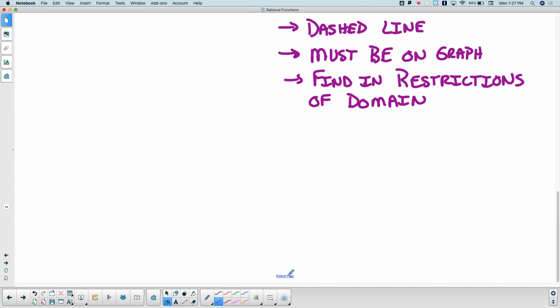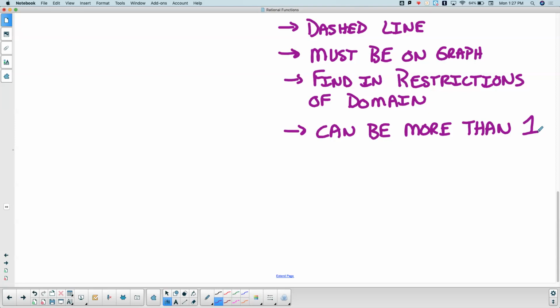And lastly, there can be more than one. We can have multiple vertical asymptotes. Okay?